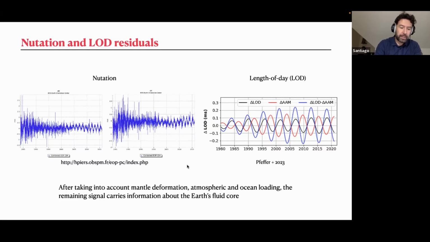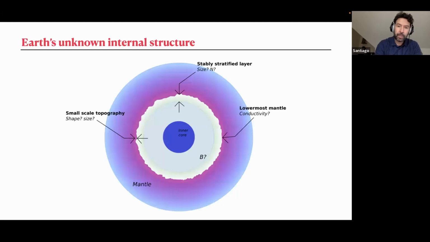And well, particularly, we can get some idea about the core-mantle boundary, such as characteristics like the topography of the core-mantle boundary, the conductivity of the lowermost part of the mantle, or the presence or not of a stratified layer at the top of the core, the strength of the magnetic field inside the core. All these things affect the way the Earth responds to those external torques.